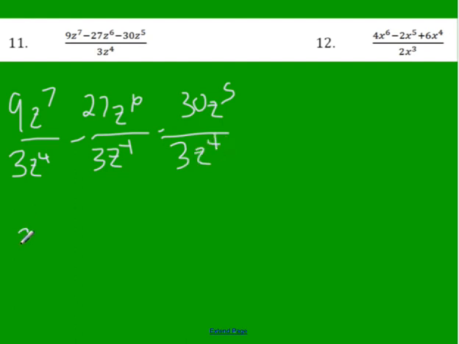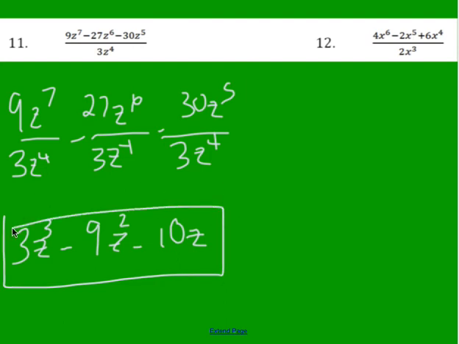9 divided by 3 is 3. Z to the 7th divided by z to the 4th is z cubed. Negative 27 divided by 3 is negative 9. Z to the 6th divided by z to the 4th is z squared. Negative 30 divided by 3 is negative 10. Z to the 5th divided by z to the 4th is just z.